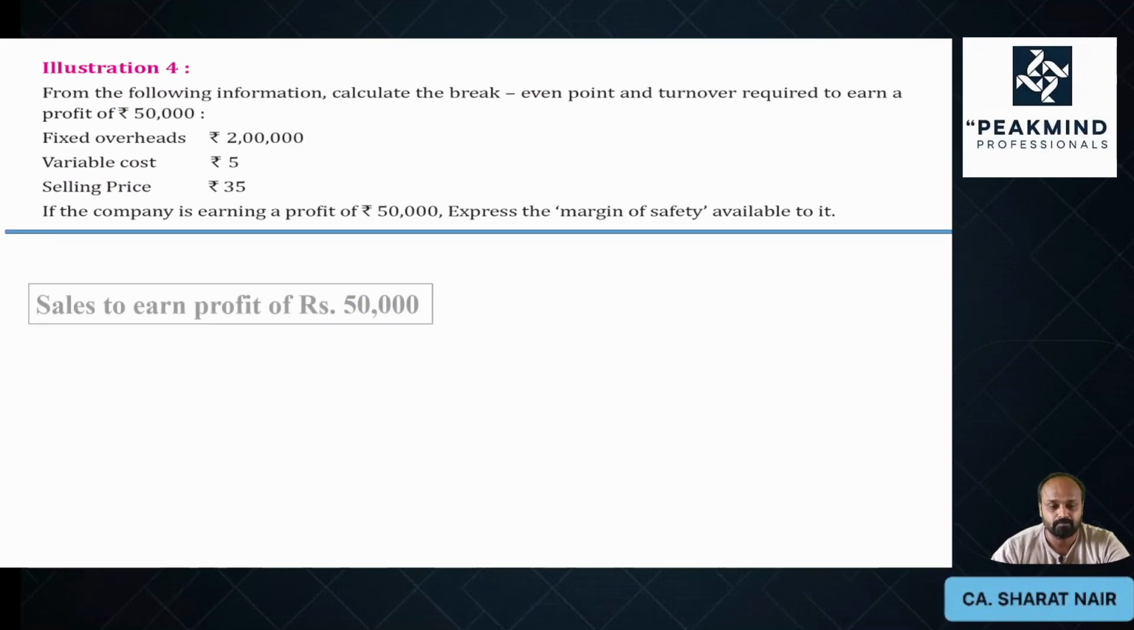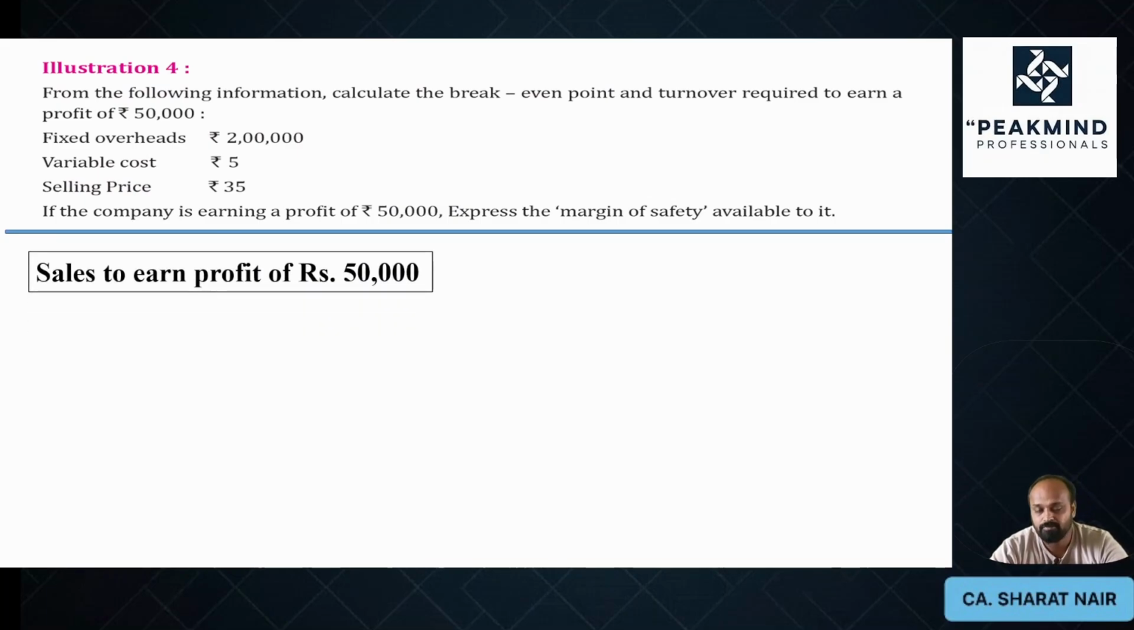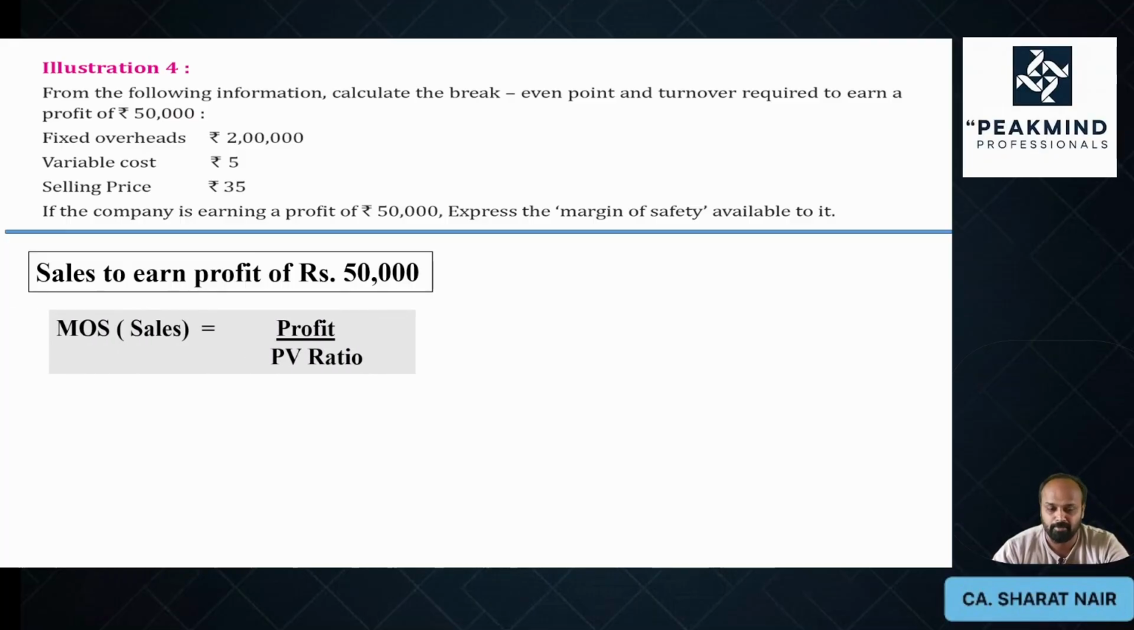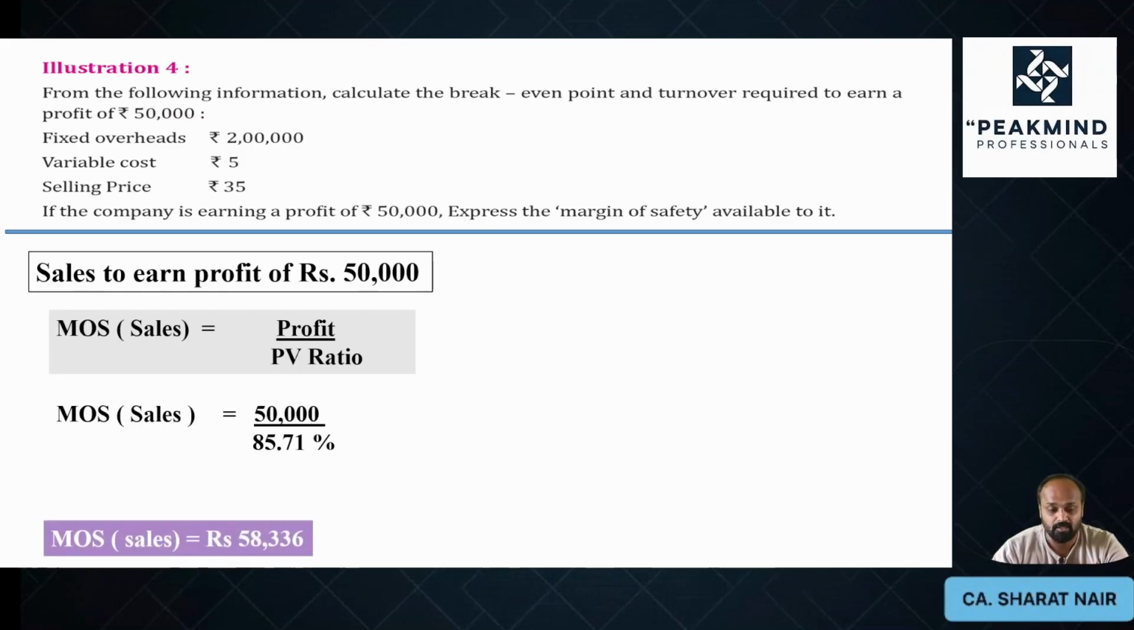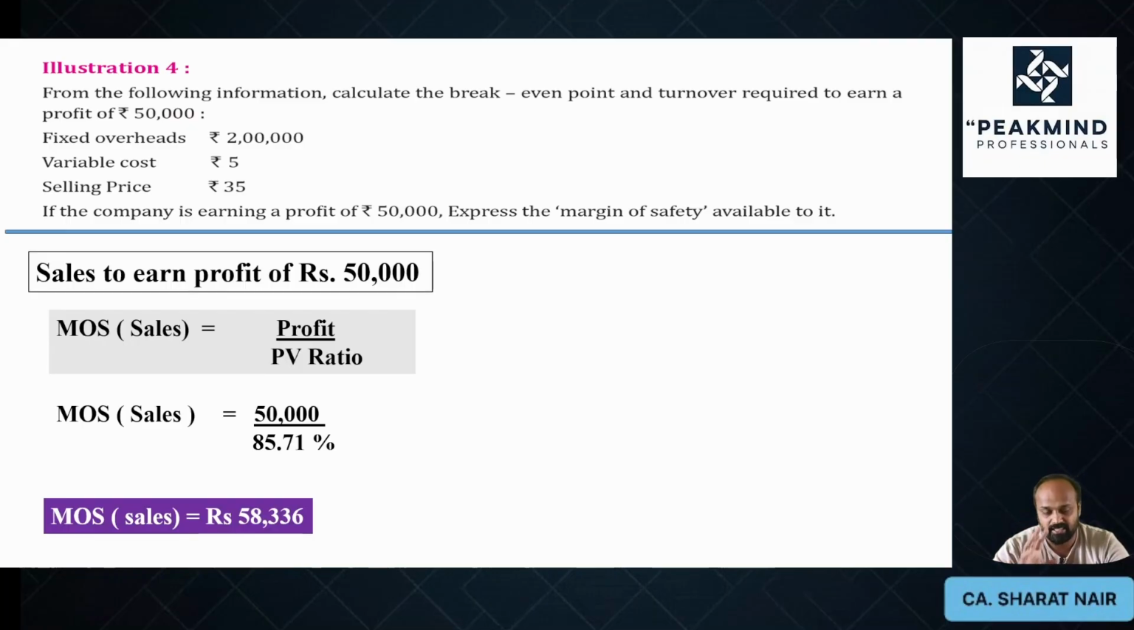Moving further. Now, sales to earn the profit of 50,000. Here, we have one formula, which is margin of safety sales is equal to profit divided by PV ratio. So, I do have the profit, I do have the PV ratio also. So, profit given is 50,000 and PV ratio we have computed 85.71%. So, if I do that, I can find out margin of safety. Margin of safety is 58,336 rupees. It means what? It is the additional sales beyond the break-even sales which will result in my profit of 50,000.